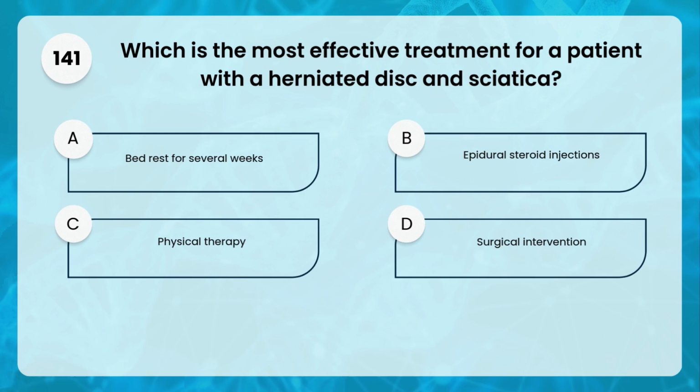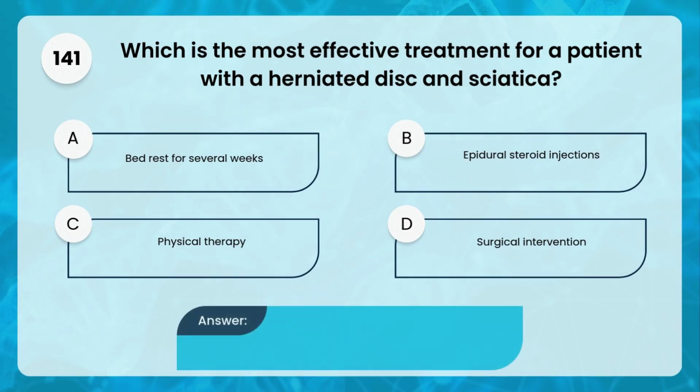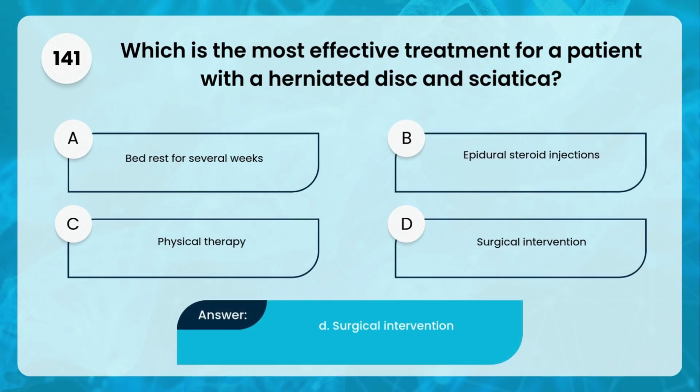141. What is the most effective treatment for a patient with a herniated disc and sciatica? A. Bed rest for several weeks, B. Epidural steroid injections, C. Physical therapy, D. Surgical intervention. The answer is B.